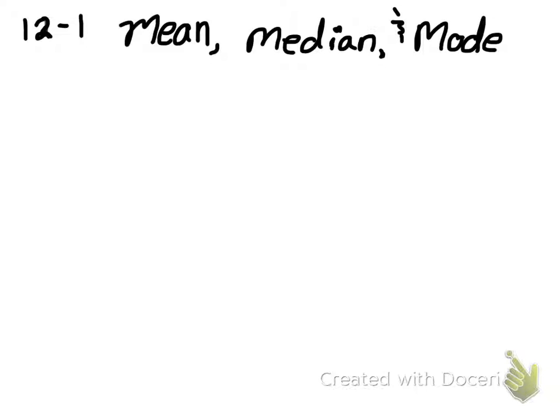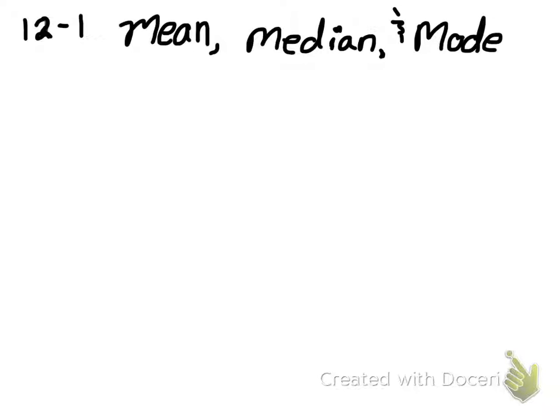So our first lesson is on mean, median, and mode. By the end of this lesson, you're going to be able to find the mean, the median, and the mode of a set of data, so of a set of numbers. And you're going to choose the best measure of central tendency. So these three, mean, median, and mode, are called measures of central tendency.